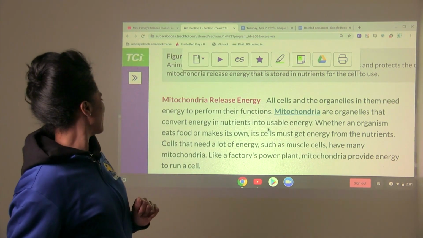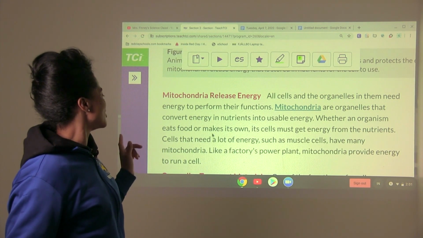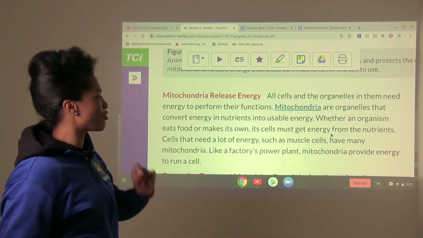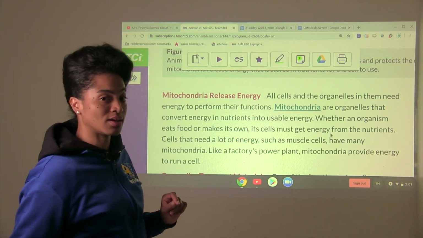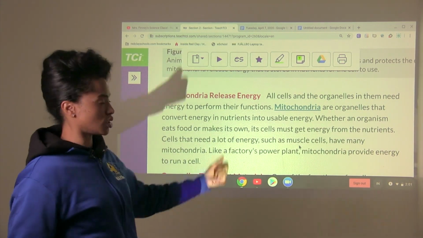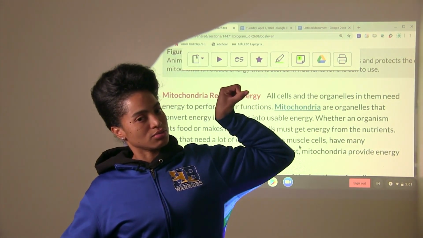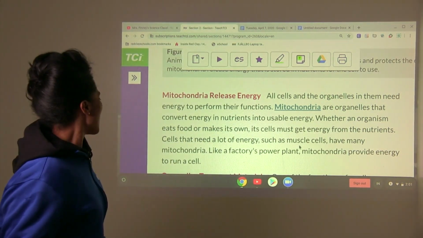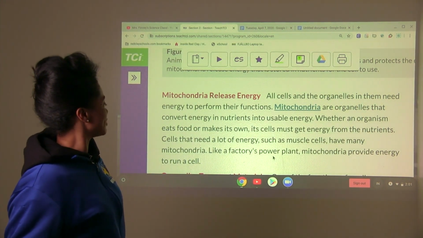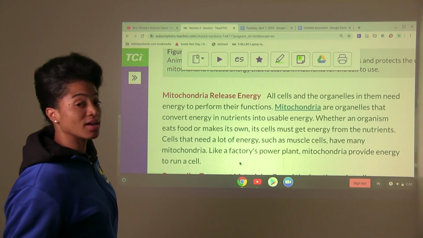Nice job. All right. Anyway, so whether an organism eats food or makes its own, its cells must get energy from the nutrients. Cells that need a lot of energy, such as muscle cells, have many mitochondria. Like a factory's power plant, mitochondria provide energy to run a cell.